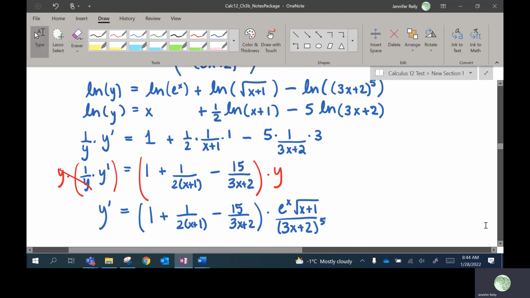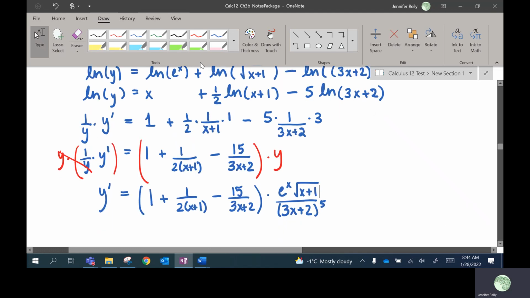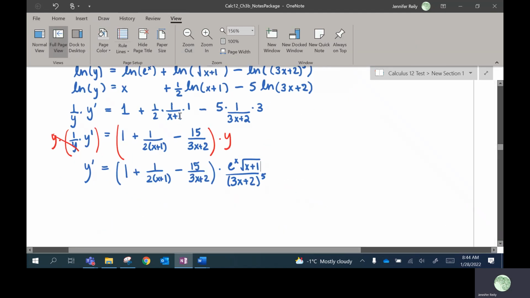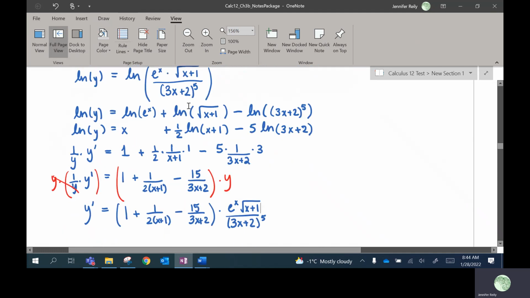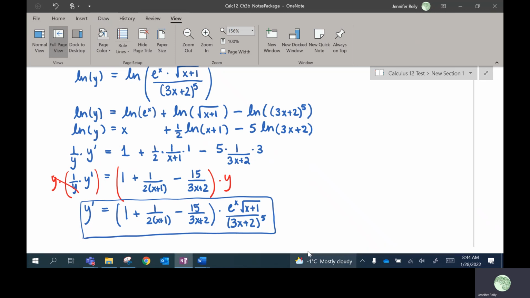Look how complicated that looks, but it was a lot easier than doing a product and quotient and chain rule. You would have had to use all 3 of those rules, and it would have been pretty nasty if you tried to do it without logarithmic differentiation. So there you go. And that is the end of the lesson.